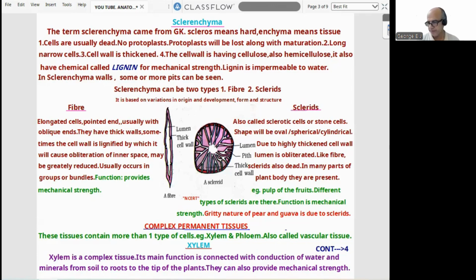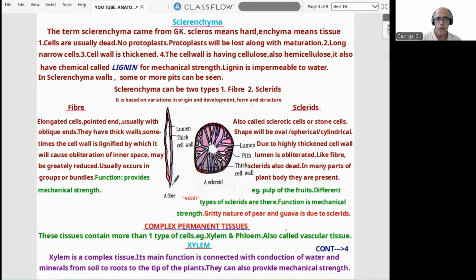Now, fiber. From the term itself, we can guess it will be elongated. Fibers are elongated cells with pointed ends, usually oblique ends. See, this part is oblique. You can find oblique ends here, so pointed and oblique.